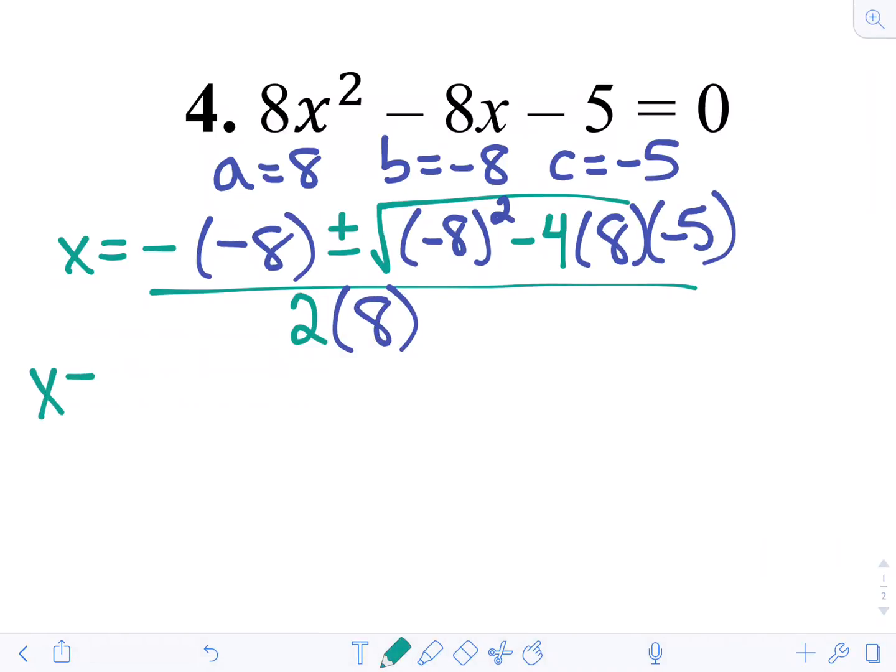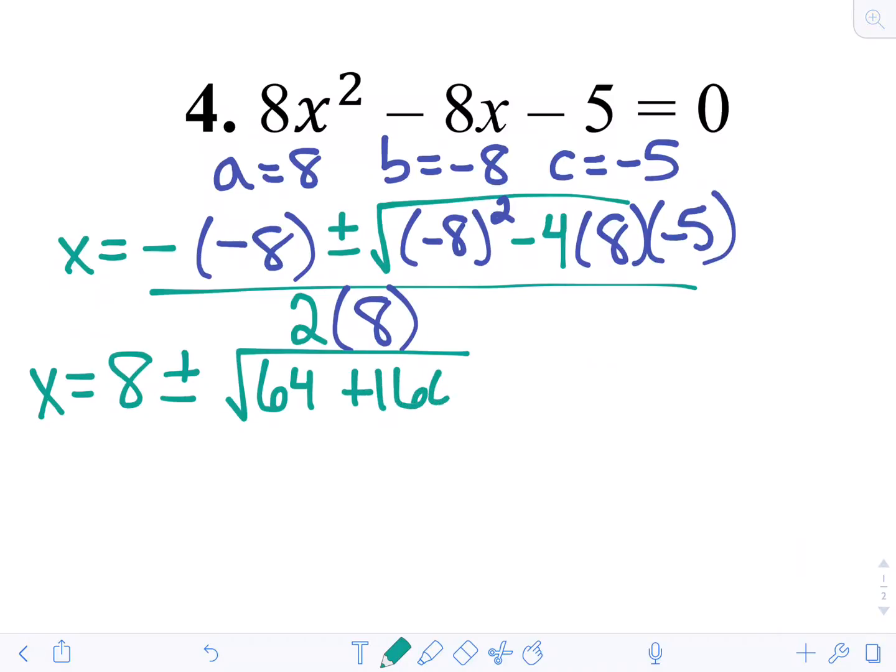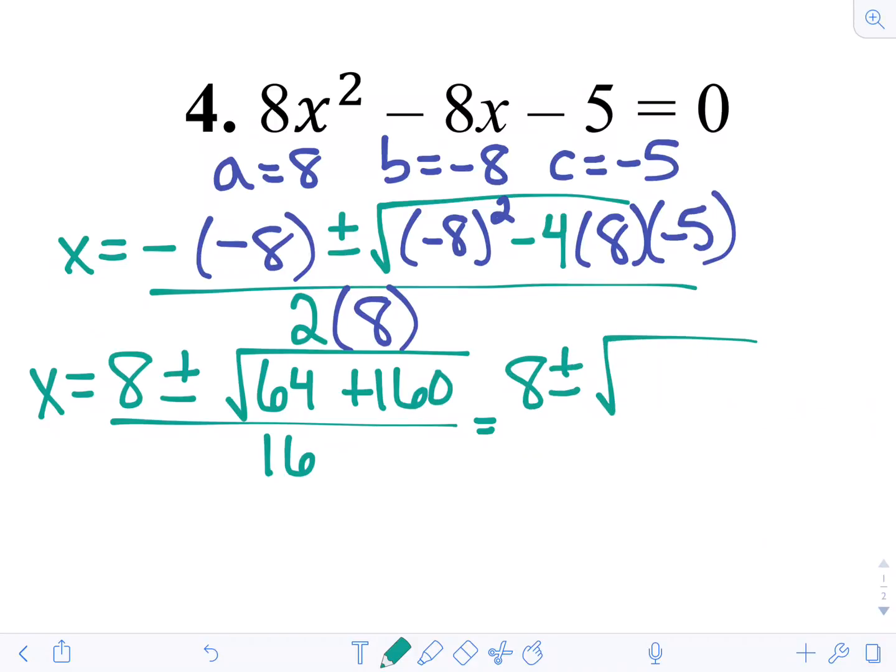So x is equal to, this is negative, negative, make that a positive, plus or minus the square root, negative 8 squared is 64, negative 4 times 8 times negative 5 would give you 160. And you divide that by 2 times 8 is 16. So we're just going to reduce this. 64 and 160 would give you 224. And we'll divide that by 16.